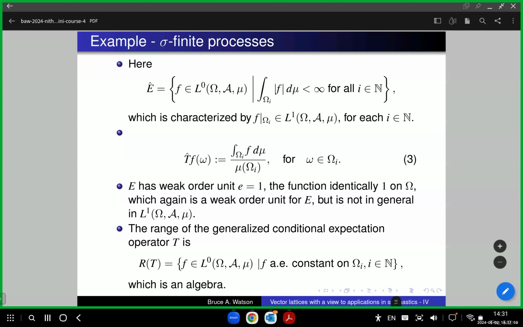And the conditional expectation operator T hat of F is exactly, if little omega is in omega i, then it gives us the average of F over omega i with respect to our probability measure mu. Okay.